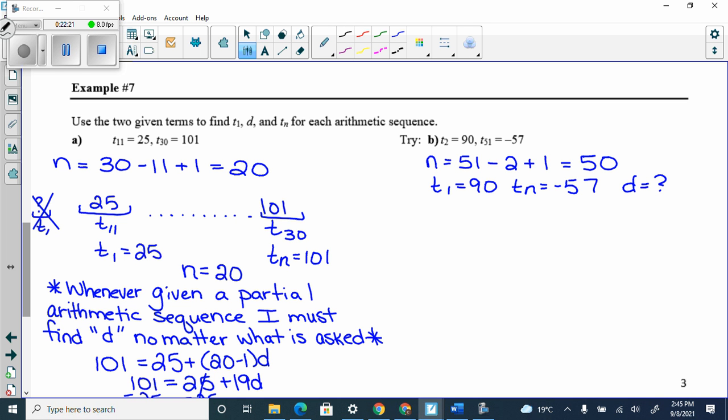Tn is negative 57. It's term 51. So we're going to do Tn equals negative 57, so that equals term 1, which is 90, plus 50 minus 1, D. Subtract 90. So we get negative 147 equals 49D. 49.